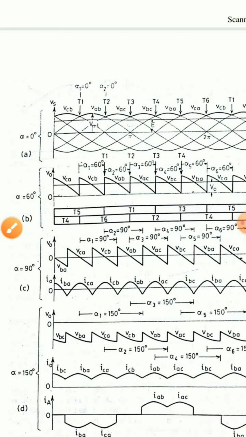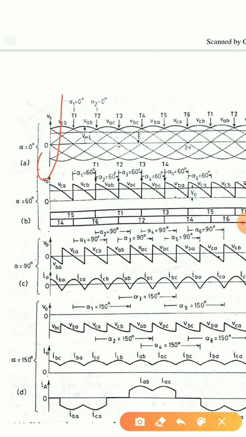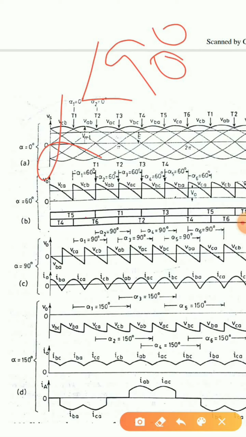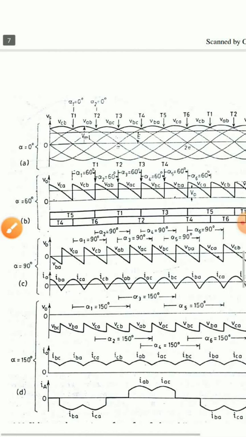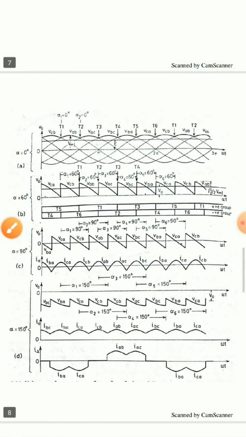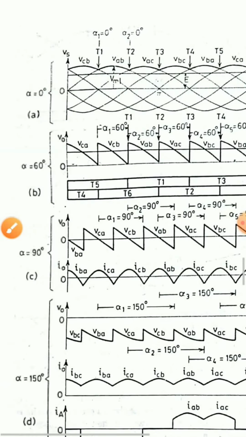Now let us move on. As I have said, when alpha is less than 90 degree, I'll get waveforms in the positive half. When alpha is greater than 90 degree, I'll get the inversion mode, that is, outputs in the negative portion, below the zero line. Now let us look at when alpha is 150 degree. As I have said, 60, 120, 150.